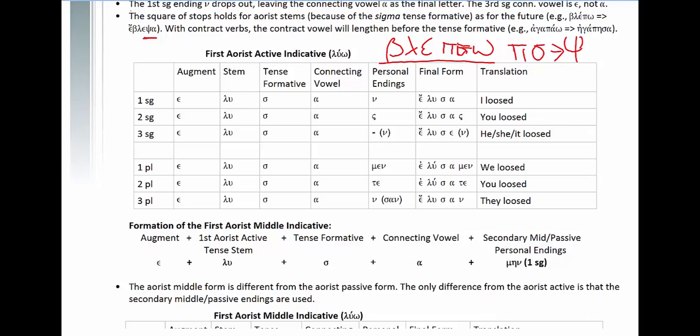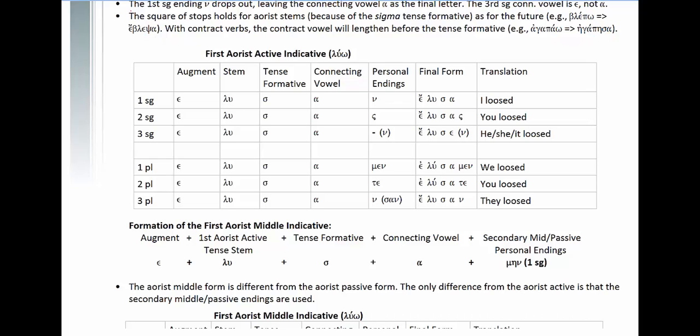So, for example, with agapao, you can see there's an alpha before the end there, and instead of staying as an alpha, the alpha actually lengthens to an eta because it's before the tense formative. So that happens with contract vowels, just something to be aware of. It's not agapasa, it's agapesa. So those are just a couple things to be aware of with the first aorist.